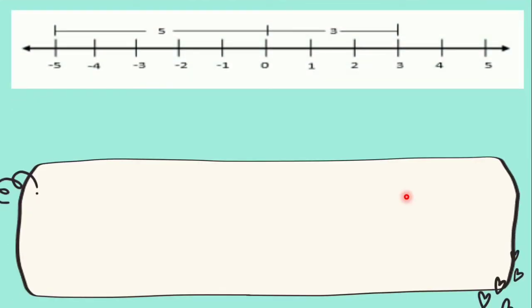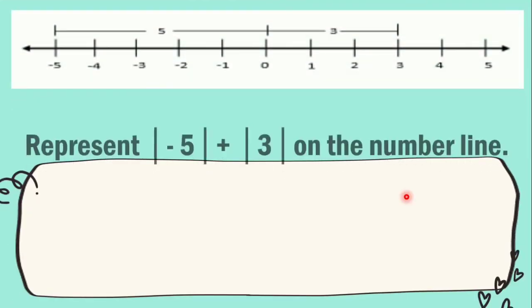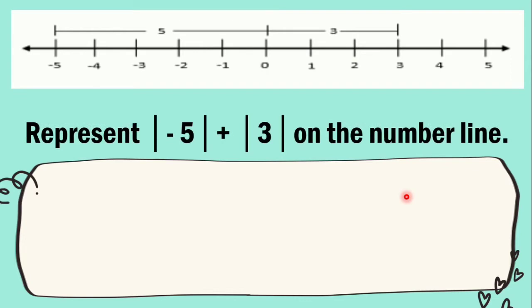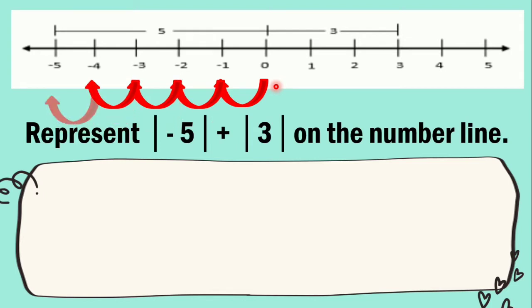How about this one? We have the absolute value of negative 5 plus the absolute value of positive 3. So first, let's have the absolute value of negative 5. How far is negative 5 from 0? Let's count. 1, 2, 3, 4, and 5. So we have 5 units. It means the absolute value of negative 5 is 5.